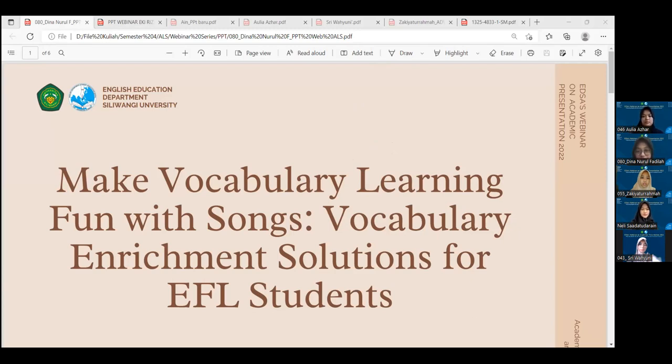I'd like to bring a topic about Make Vocabulary Learning Fun with Songs, Vocabulary Enrichment Solution for EFL Students. From this title, I have 4 key points: vocabulary, songs, why learning vocabulary with songs, and how to learn vocabulary fun with songs. Next slide, please.